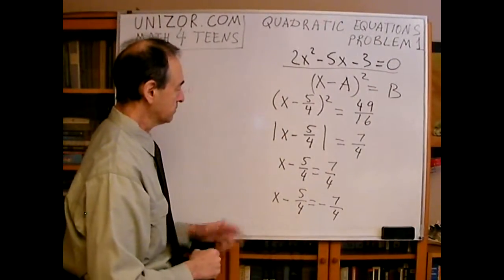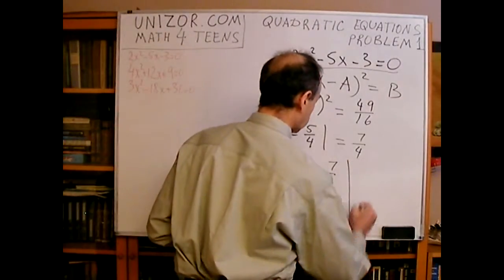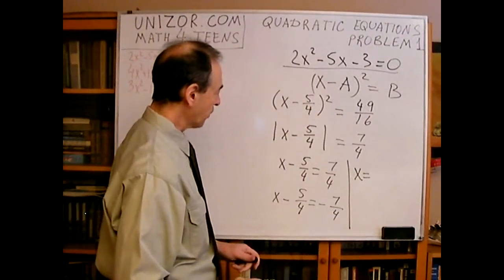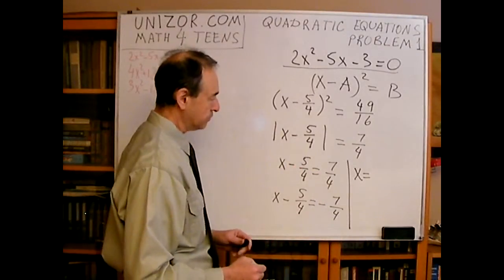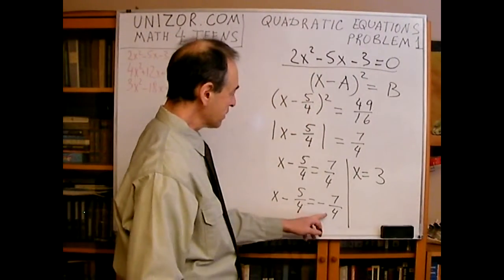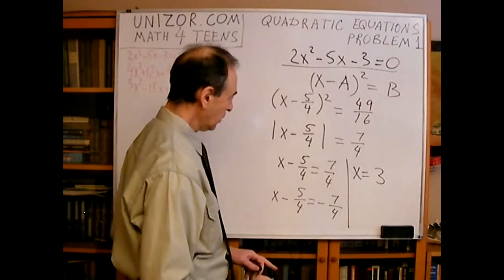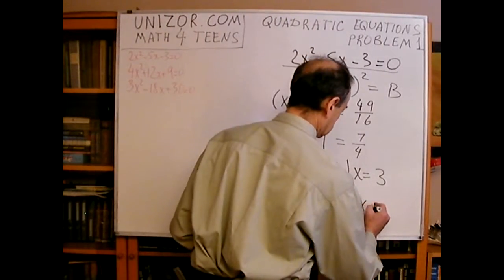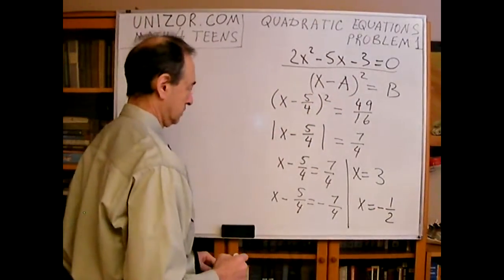So the positive, well, from this x is equal to 5/4. We add 5/4 to both sides. We will have 12/4 reduced by 4, that's 3. Now, 5/4 on the right side minus 7, it will be 2/4. So it will be minus 1/2. Is that right?